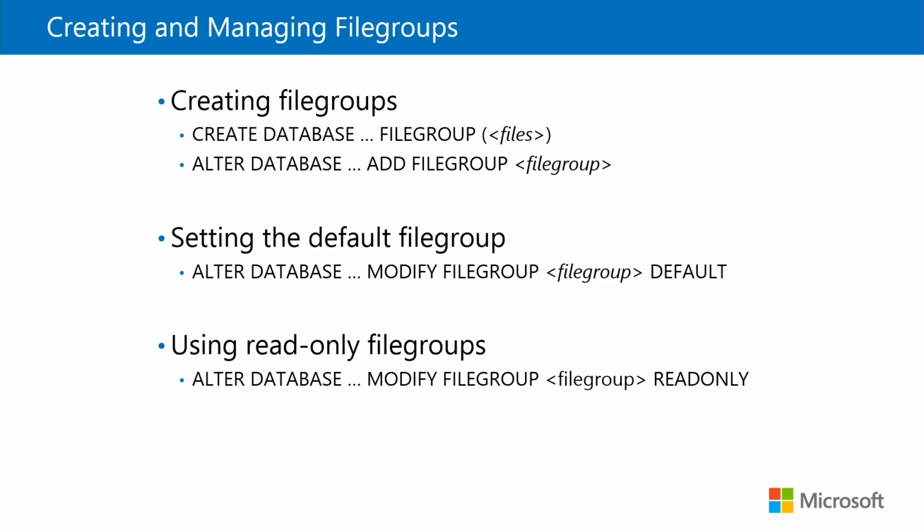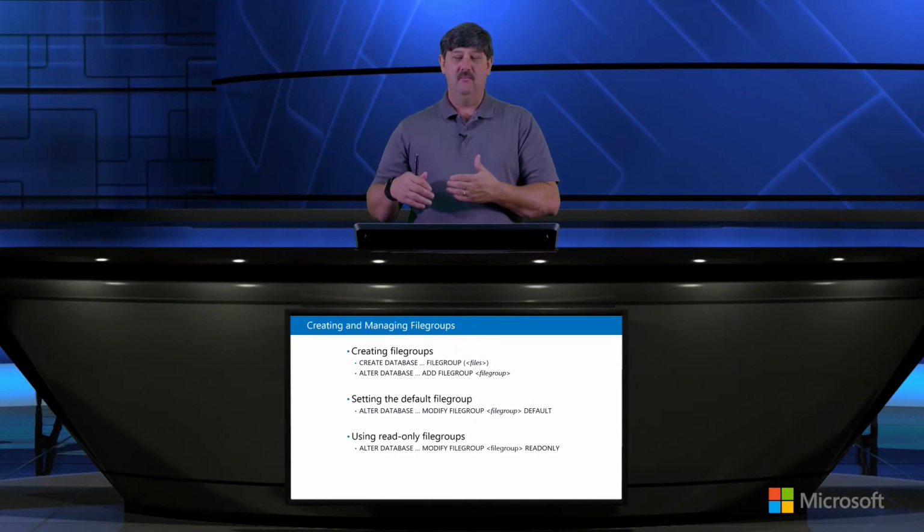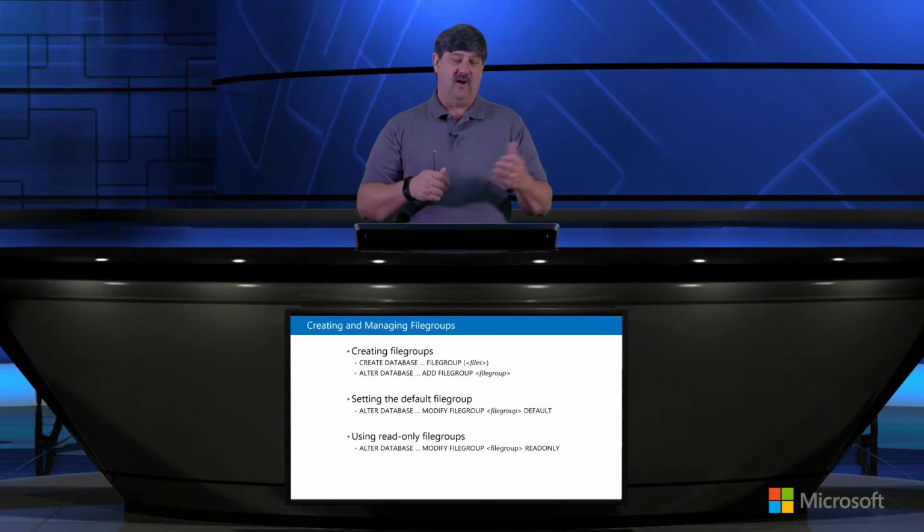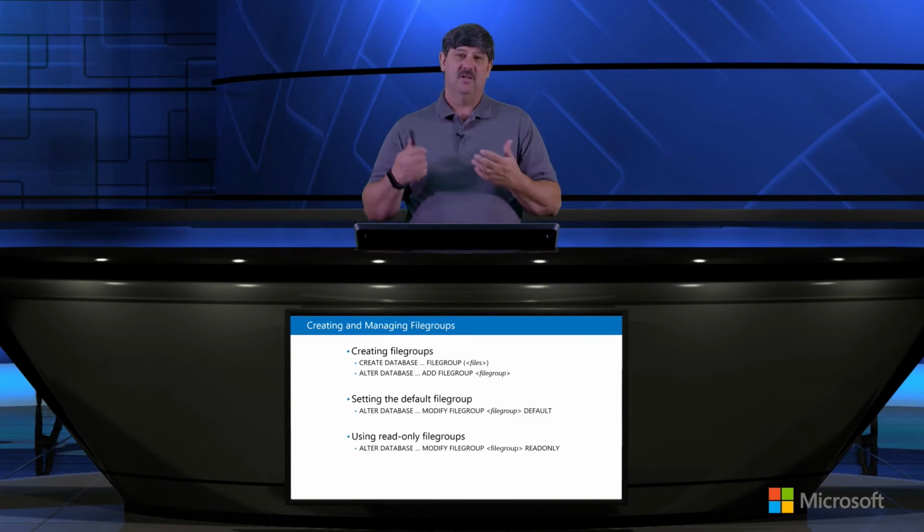So we say alter database, modify file group, the name of the file group that we want to become the default, and specify default. It's important to note there's only one default file group. It's either the primary or one of the custom created file groups. If you run this command again and put in a different file group name, that supersedes the other file group as the default. We can also set up file groups as read-only file groups.